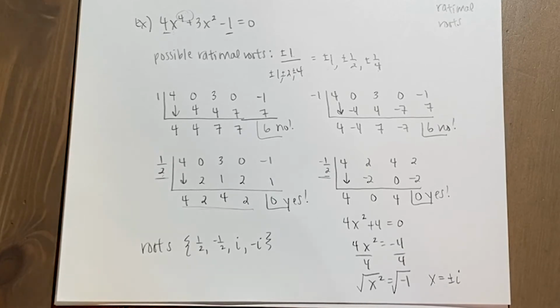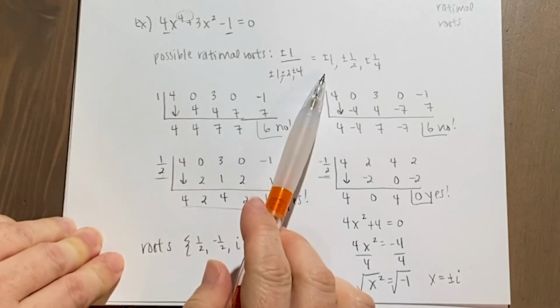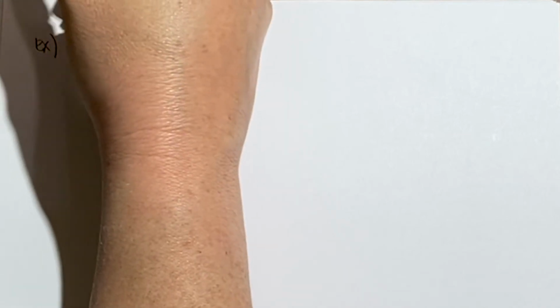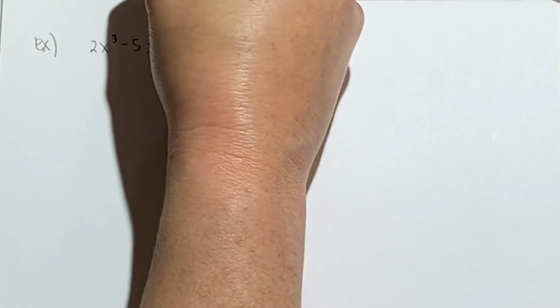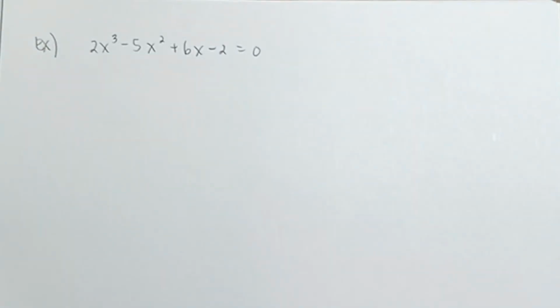So let's look at one more. Same thing, we're going to make the possible list and then we're going to start trying them until we can solve. All right, so for our next equation, we're going to use 2x cubed minus 5x squared plus 6x minus 2 equals 0. So our first step is going to be to list the possible rational solutions or roots.